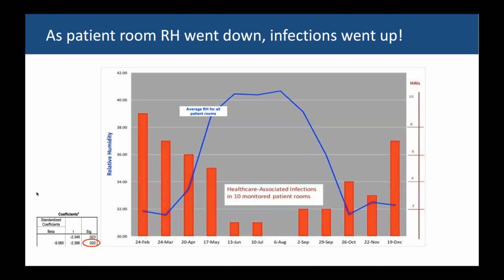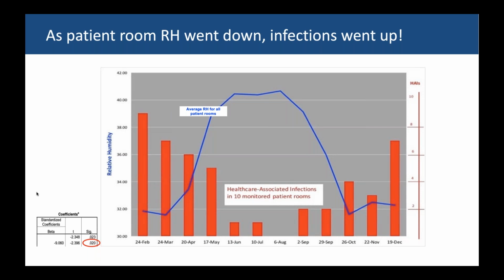And they came back and said, when the relative humidity in the patient rooms was low, meaning a little less than 32%, the infection rate was high in those rooms. And as the relative humidity went over 40%, the patient infections went down to almost zero.